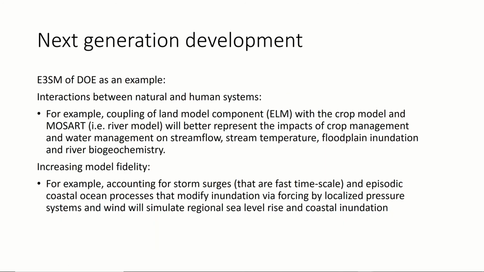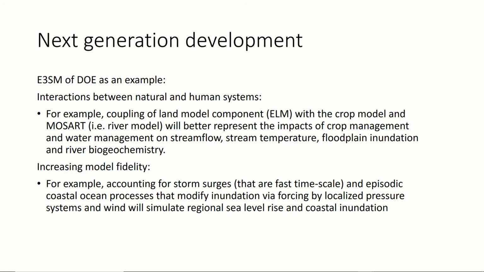Okay, so next generation development. These models are developing very fast, and they will be widely used in the near future. For example, this is one of the new projects for CMIP, and it's one of the endorsed projects for CMIP6, called E3SM, of the Department of Energy in the USA. In their next generation development, I just showed 2 examples. For example, they are introducing the interaction between natural and human systems, for example, coupling the land model component.